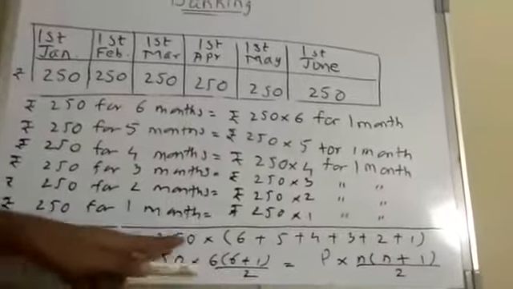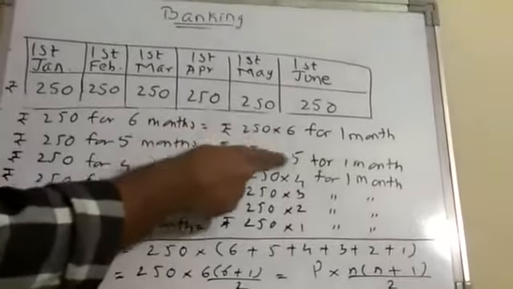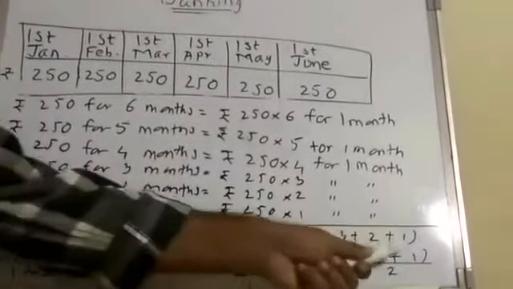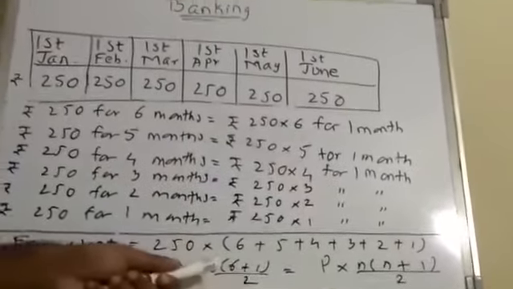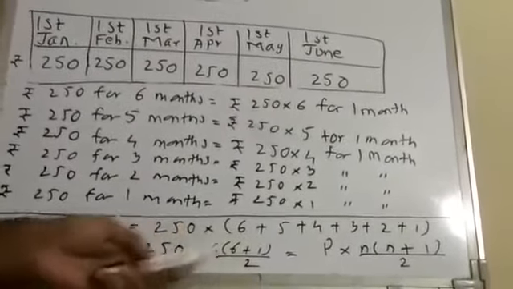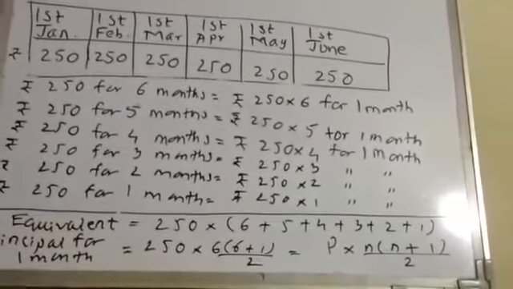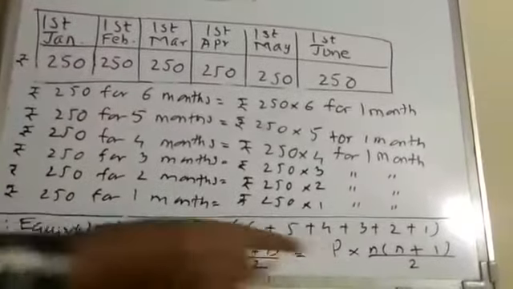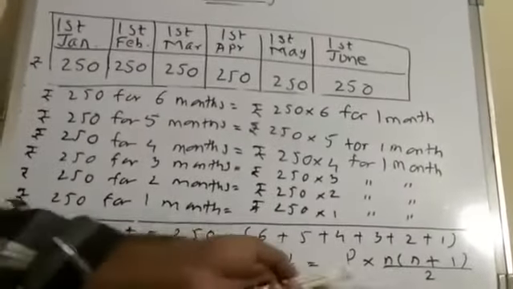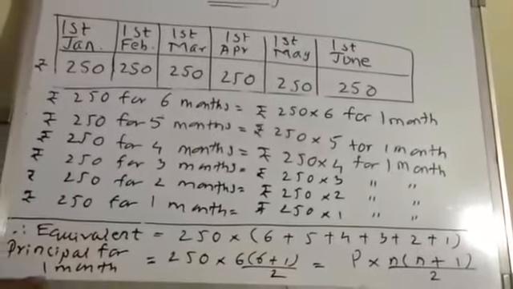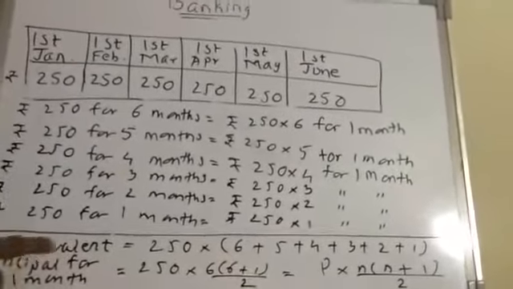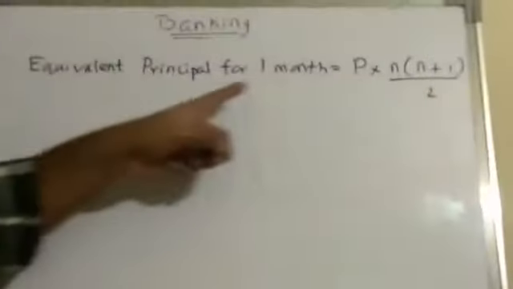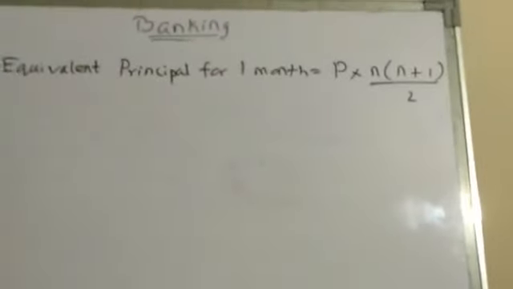So this will become equal to 250 into, let's add all of them, 6 plus 5 plus 4 plus 3 plus 2 plus 1. And just a while back we had seen that the sum of the first n natural numbers is given by n into n plus 1 upon 2. So here it would become 6 into 6 plus 1 upon 2. Now imagine everybody, you are not depositing 250 rupees, you are depositing P rupees every month for a period of say n months. Then, please pay attention here, the equivalent principal for 1 month is equal to P into n plus 1 upon 2.